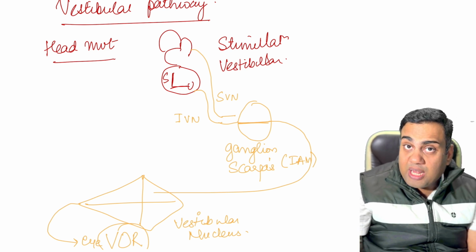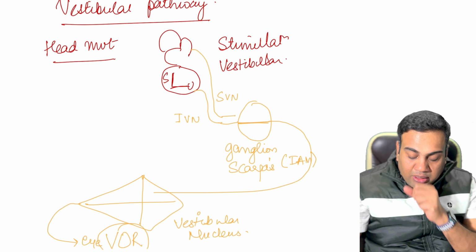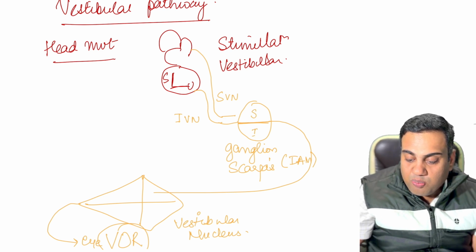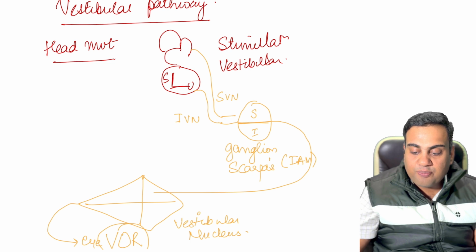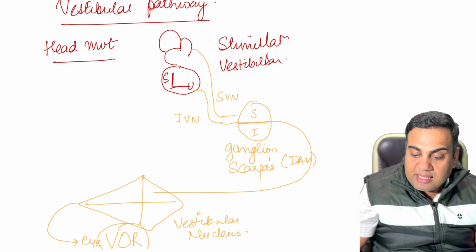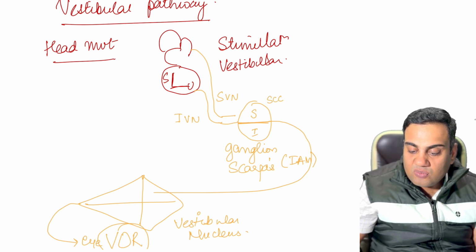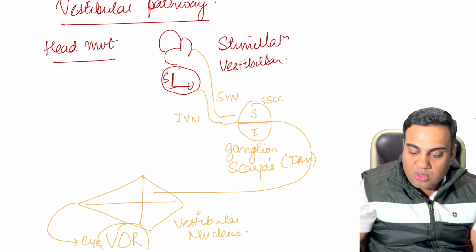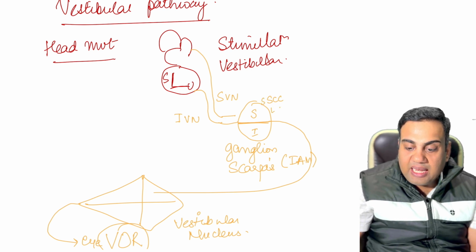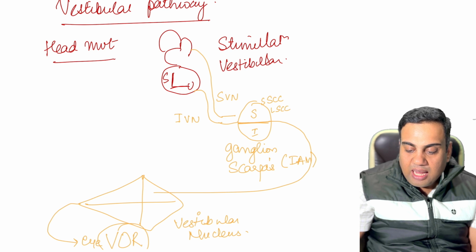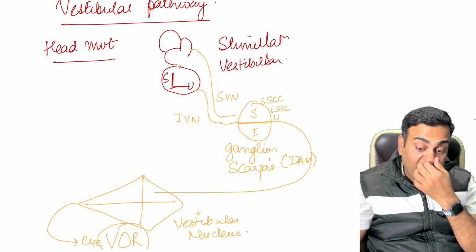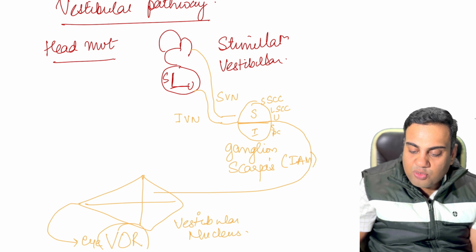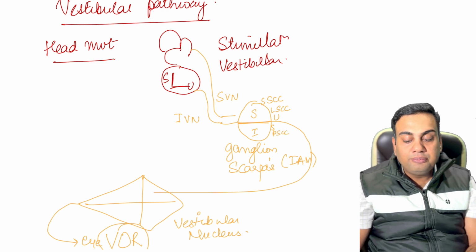Now, for the postgraduate students, this vestibular ganglion or the Scarpa's ganglion is divided into superior and inferior parts. The superior part takes impulses from the superior semicircular canal, the lateral semicircular canal and the utricle, whereas the inferior one takes mainly from the saccule and the posterior semicircular canal.